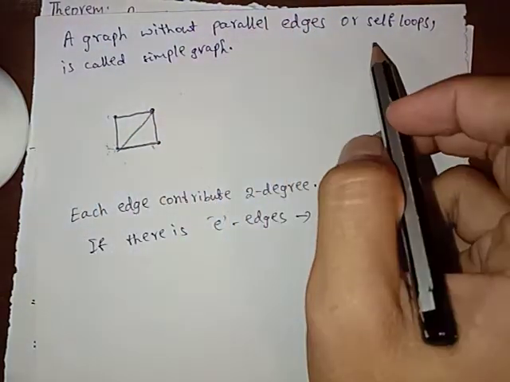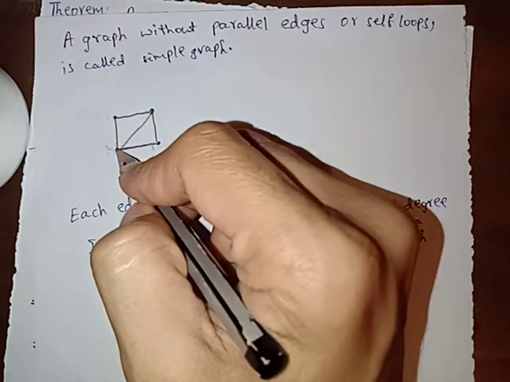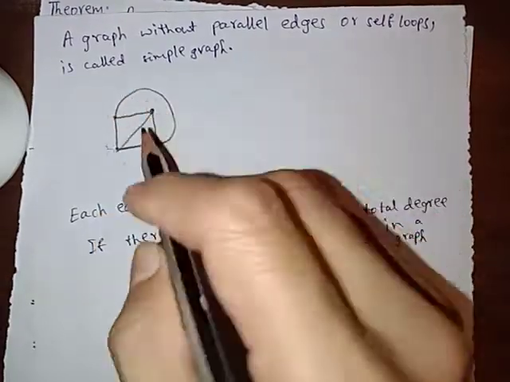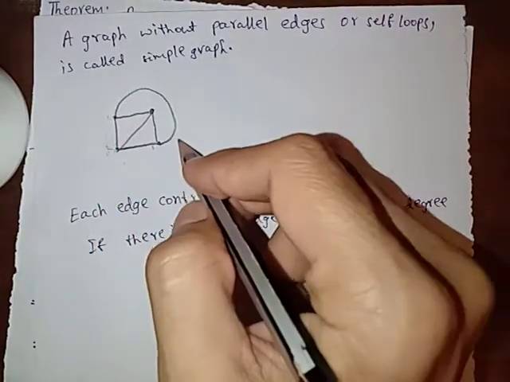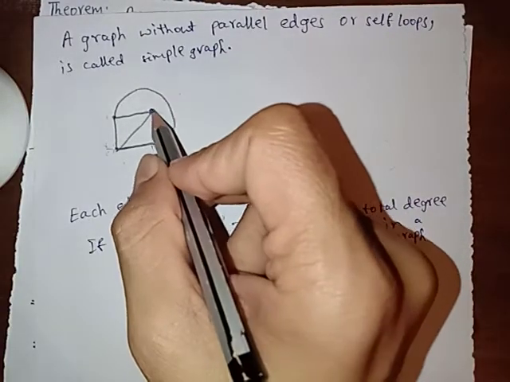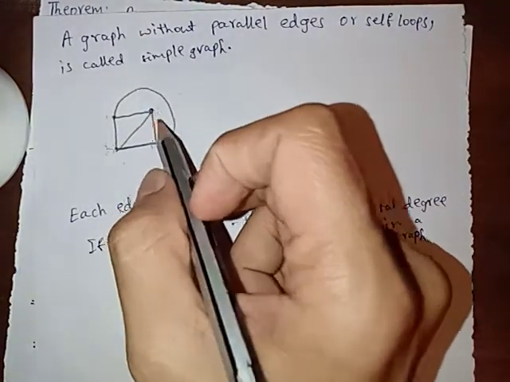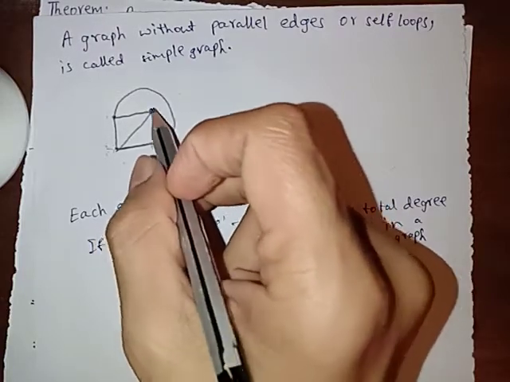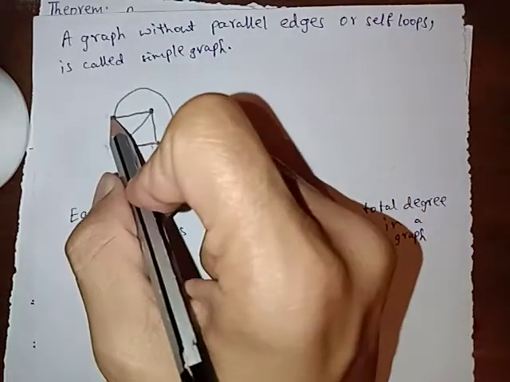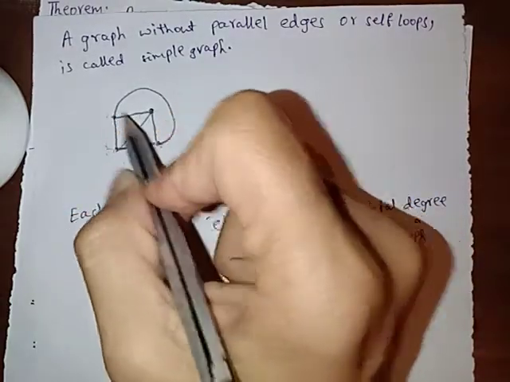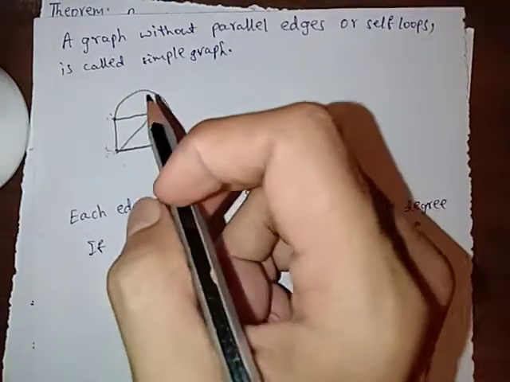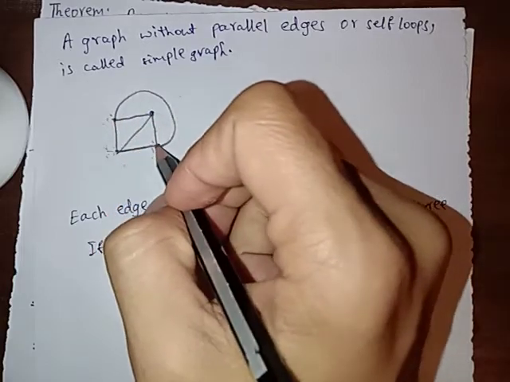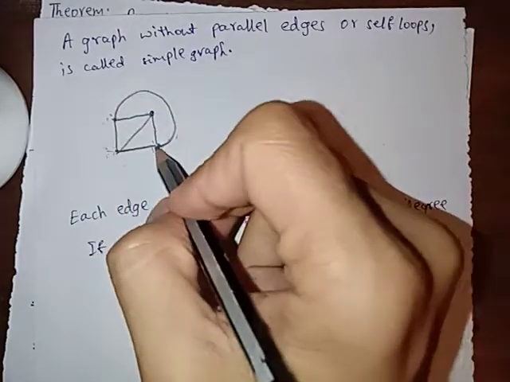Why? Because there is no parallel edge. And this is also a simple graph. Here this is not a parallel edge. If we draw an edge from here to here, then we can call it a parallel edge. Why? Because if there are two edges between any two vertices, we call them parallel edges. But between these two vertices there is no parallel edge; it is a single edge between these two vertices.